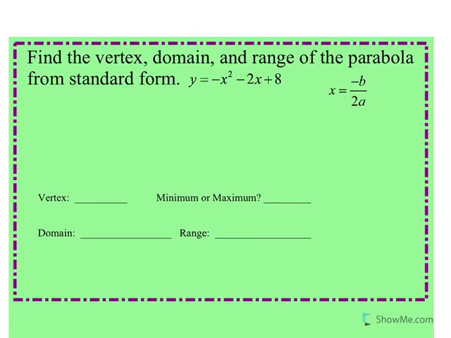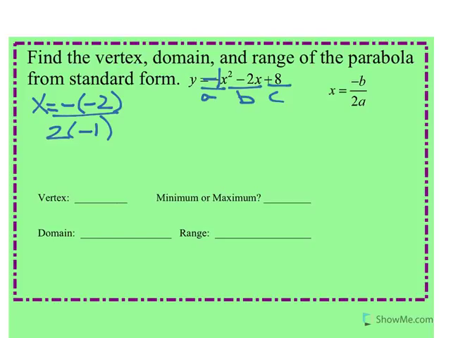When you're done with that, let's move on to the next one. Let's see how quickly we can move through this now that we've seen it. The vertex can be found with x equals negative b over 2a. Did you follow that a is a negative 1, b is a negative 2, and c is an 8? So a negative negative 2 becomes a positive 2. 2 times negative 1 is negative 2, which simplifies to negative 1. So the vertex occurs when x is negative 1.